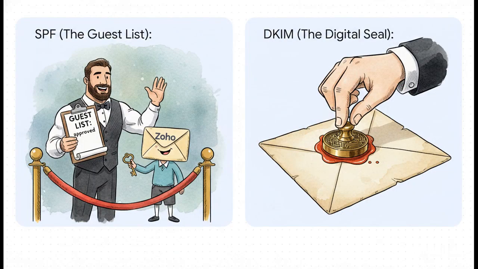To get this fixed, we just need to get our heads around two little bits of tech: SPF and DKIM. Now, don't let the acronym scare you. Think of your SPF record as a guest list for an exclusive party. It tells the world's email servers, hey, Zoho, they're with me. They're on the list. Let them in. And DKIM, that's like a fancy wax digital seal on a letter. It's proof that the email is really from you, and nobody messed with it along the way. Get these two working together, and boom, you build trust, and your emails actually get delivered.